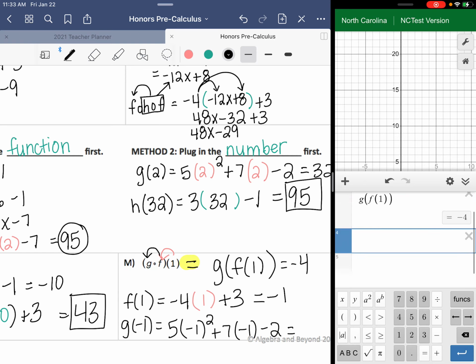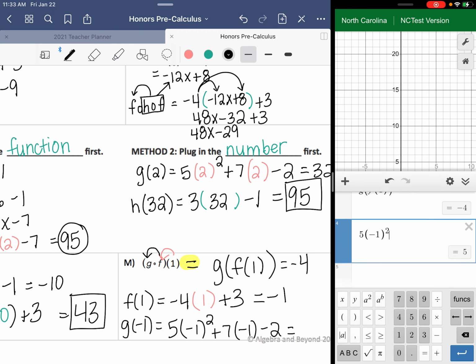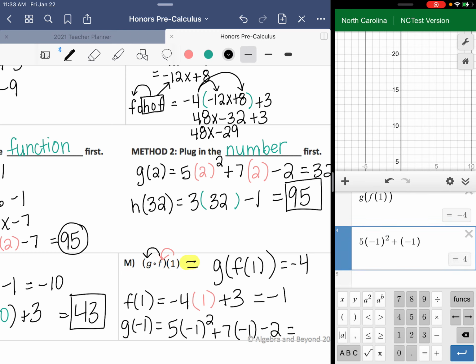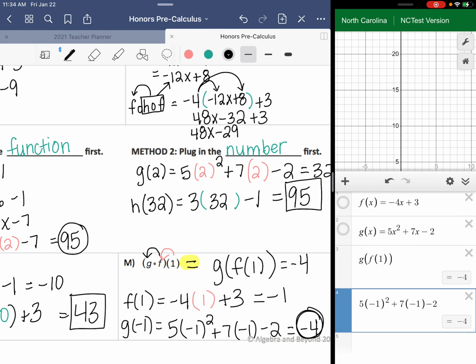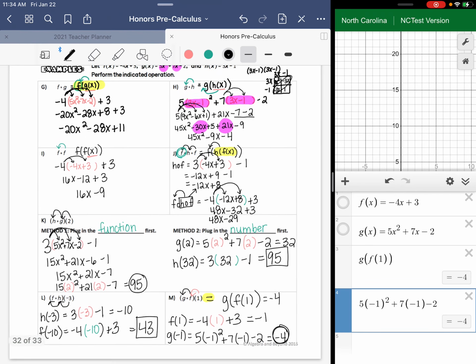And if you work that out, I mean, if you want to plug it in right here, you can into Desmos, and you can use Desmos as an actual calculator as well, not just graphing. Minus 2. And we also get -4, which is what we got when we did it with Desmos. So it's a way to check yourself and to see if you got it correct.